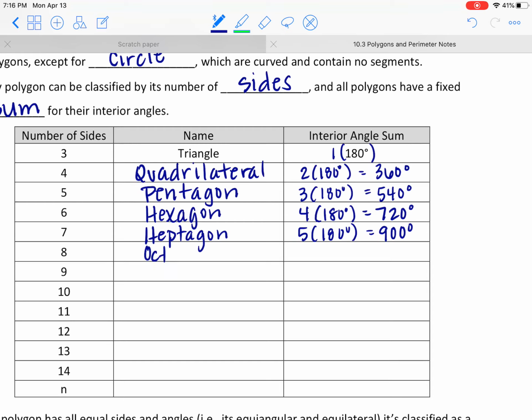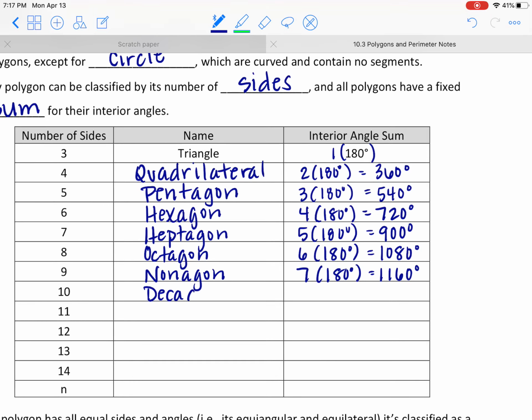Okay, 8-sided figure is called an octagon. Octagon's going to have another triangle added to it, right? Another 180 degrees, so 1080 degrees total. 9-sided figure is called a nonagon. It's going to add on another 180 degrees. And if I add 180 degrees to that, 1260 degrees total.